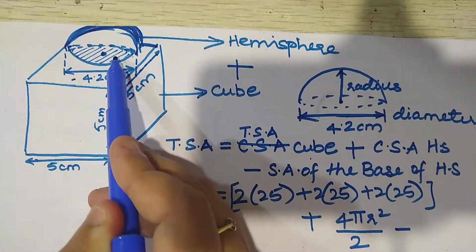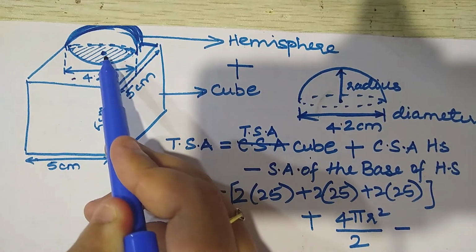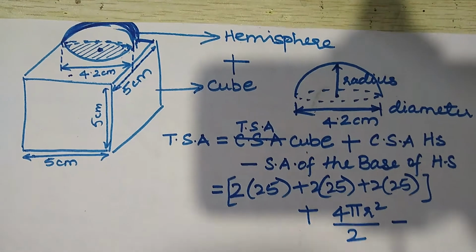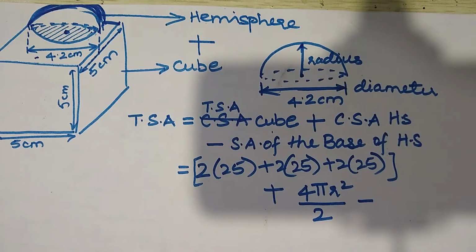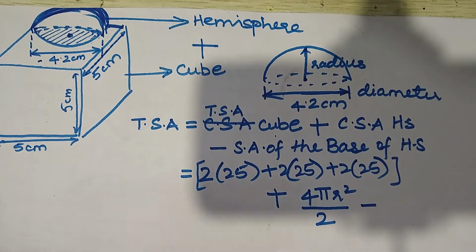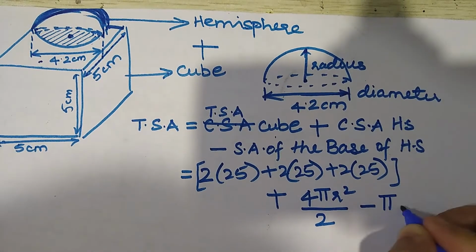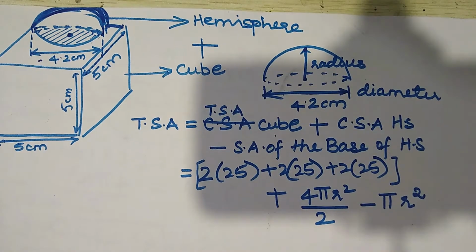So what is the base region? The base region is a circle, right? So this circle's area will have to be deducted. So what is the formula for a circle's area? It is pi r square.